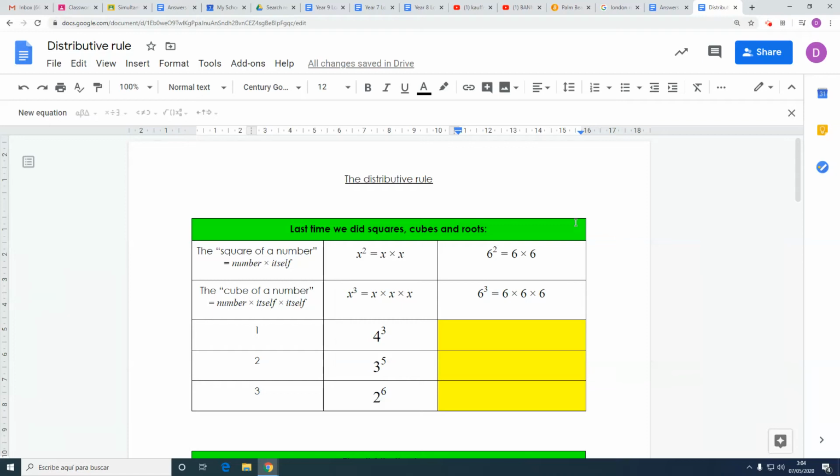Hello everyone, this is my video for the distributive rule. Distributive rule. Sounds kind of scary, doesn't it? But it's really not. This is what we did in the last class, this table here.